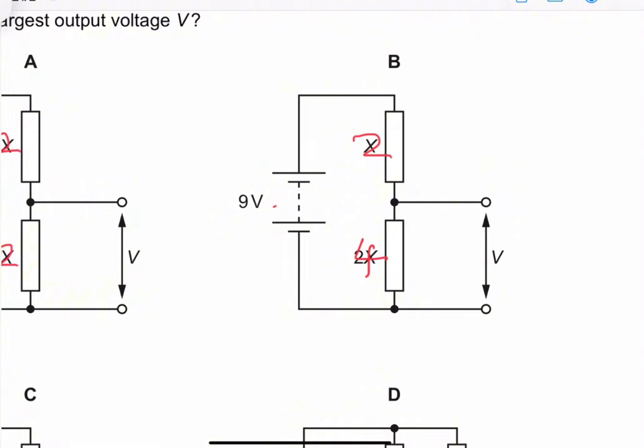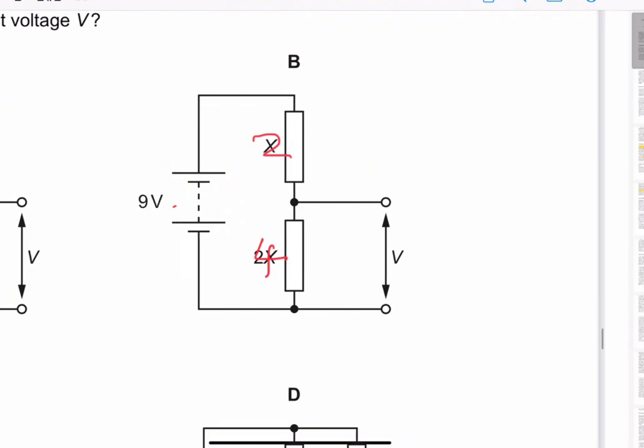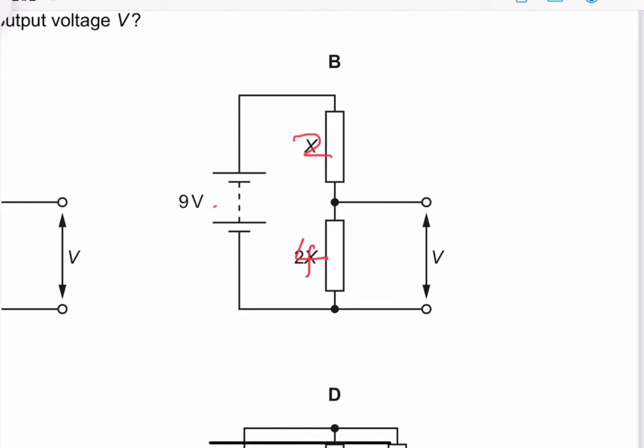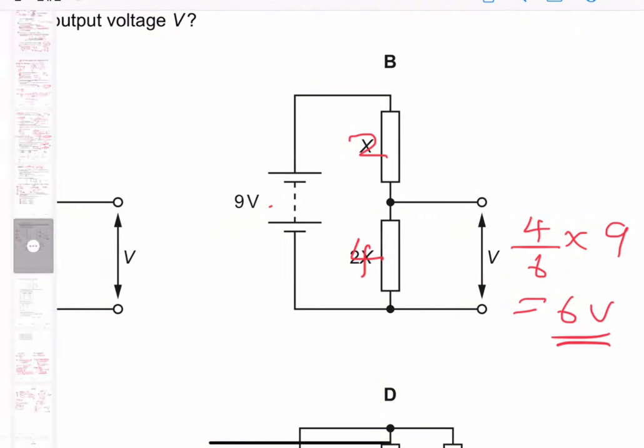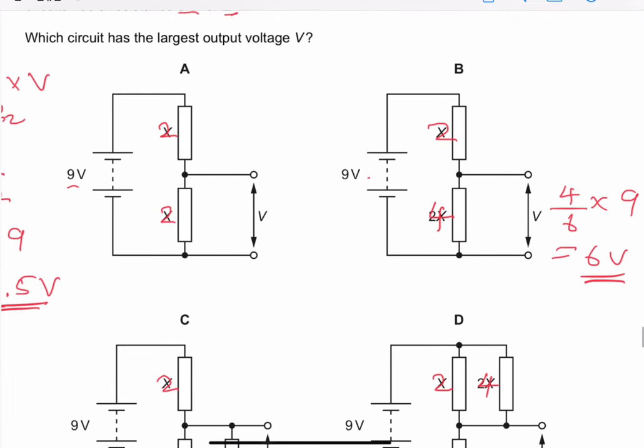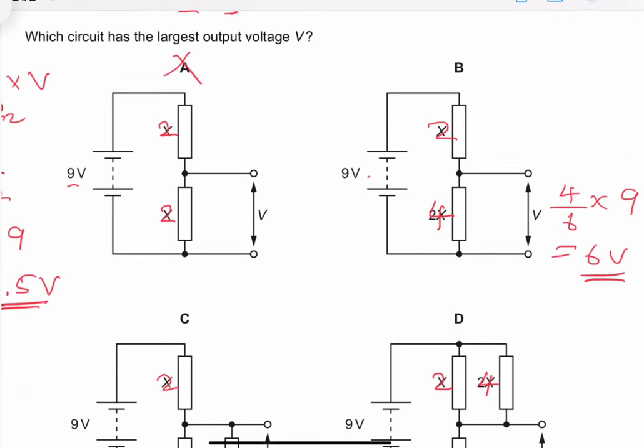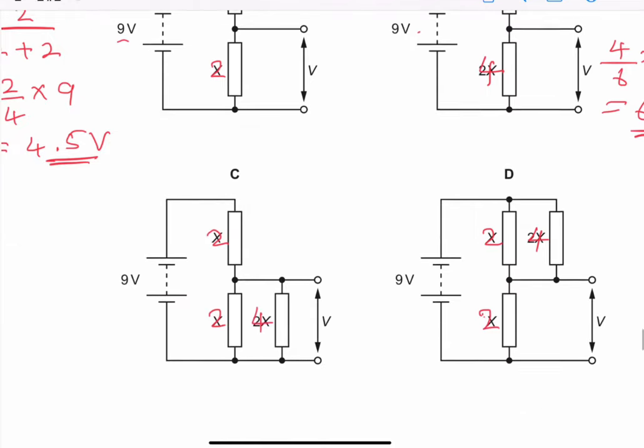We move on to the second one. First, we have 2, so here we have a total value of 2 plus 4, which is 6. So this one gets 4 divided by 6 multiplied by 9. This gives us a total of 6 volts. That's much higher than A, meaning that A has to be wrong. So A is wrong.